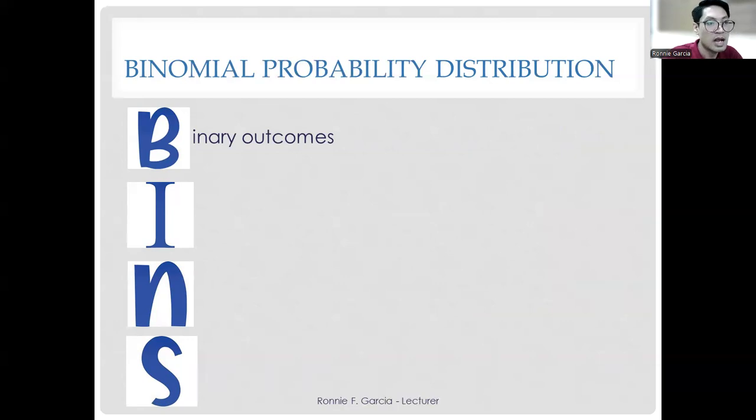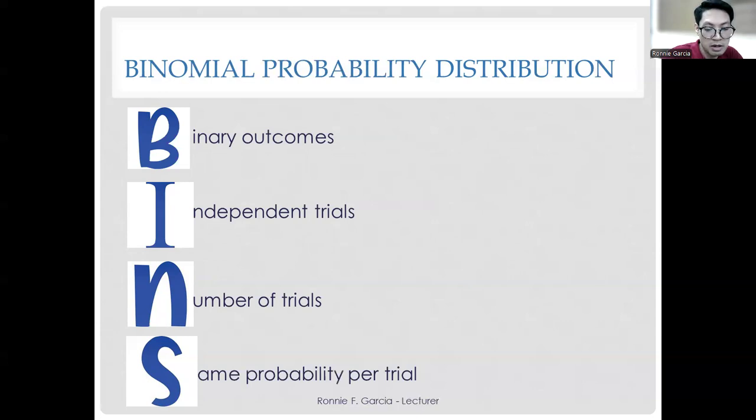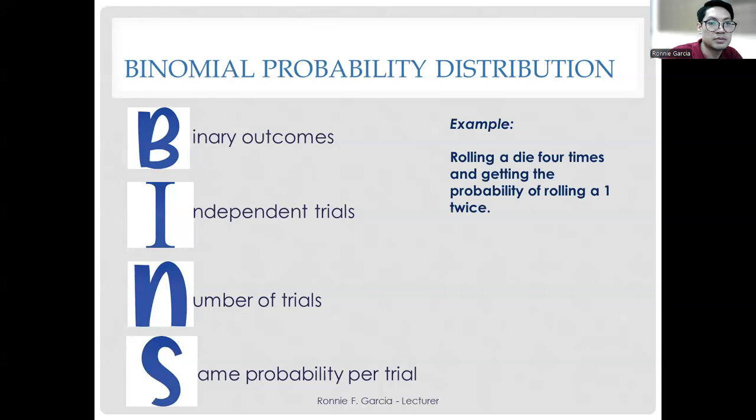I stands for independent trials, which means that the success or failure does not affect the success or failure of the next trial. Letter N stands for the number of trials, which should be definite. So there is a number N that will tell us the exact number of trials. And S stands for same probability per trial, or the probability of success or failure does not change in every trial.